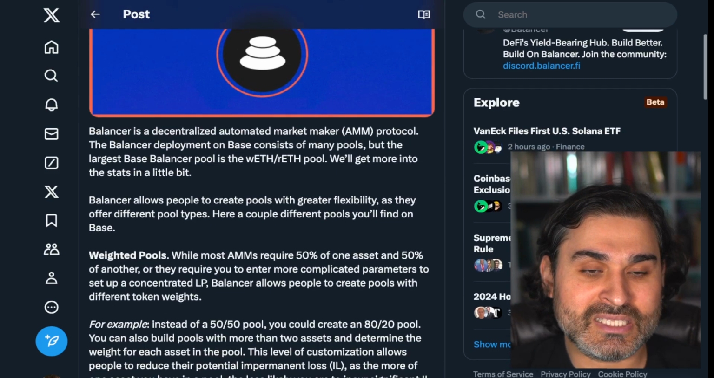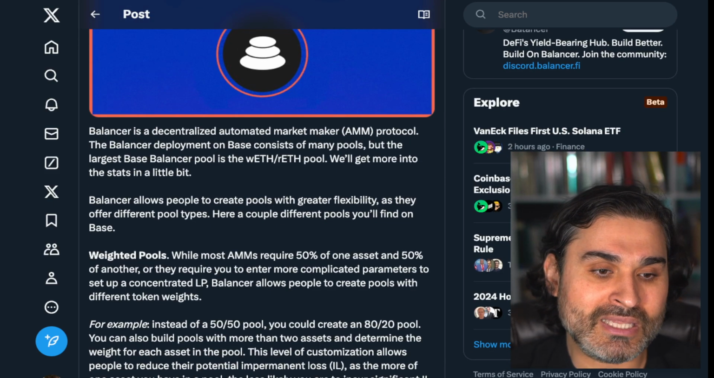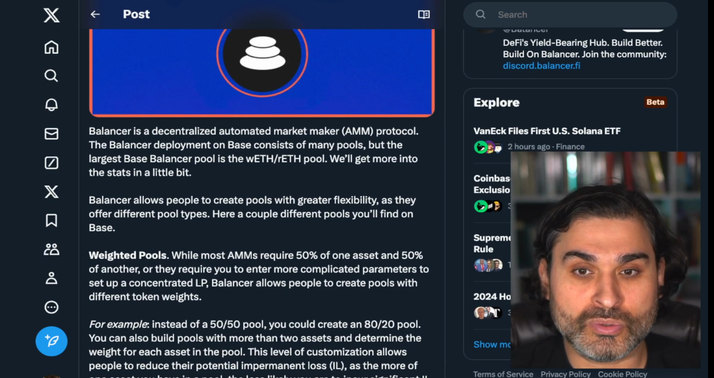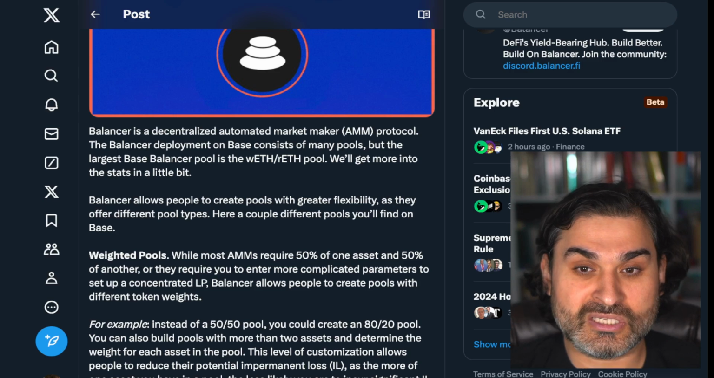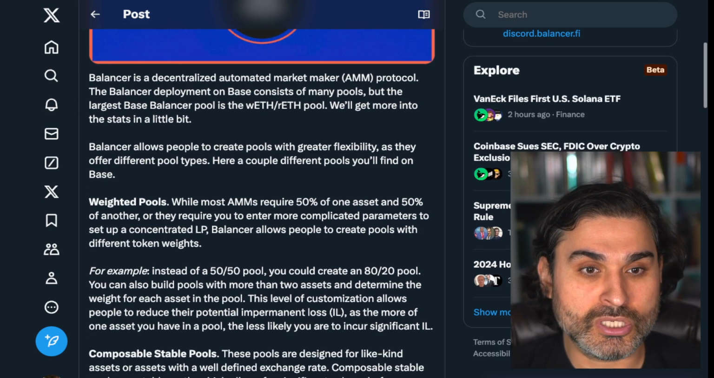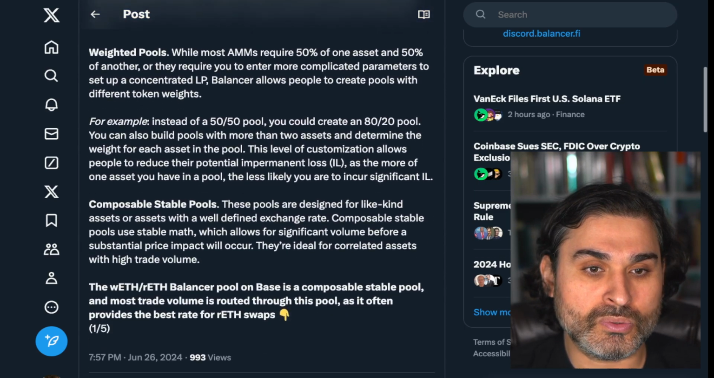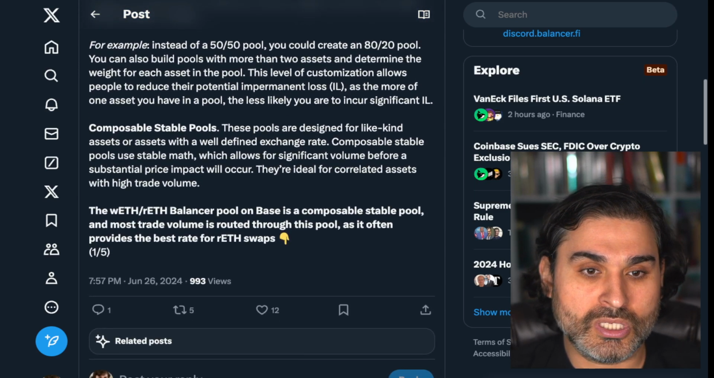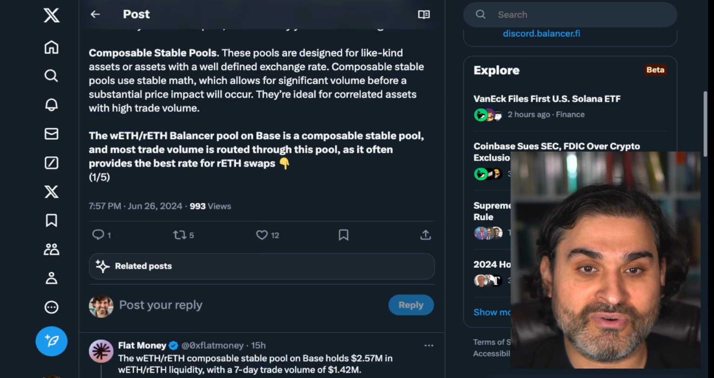So they explain in Balancer here how it's an AMM pool. And Balancer, of course, for those of you who don't know, is one of the pools that the IMC deals with the most, and that's where the deepest liquidity for rETH is on various Balancer pools. Here they kind of explain what a Balancer pool is, how they have weighted pools, composable stable pools. It says the wETH, the wrapped ETH, rETH Balancer pool on Base is a composable stable pool, and most trade volume is routed through this pool, as it often provides the best rate for rETH swaps.